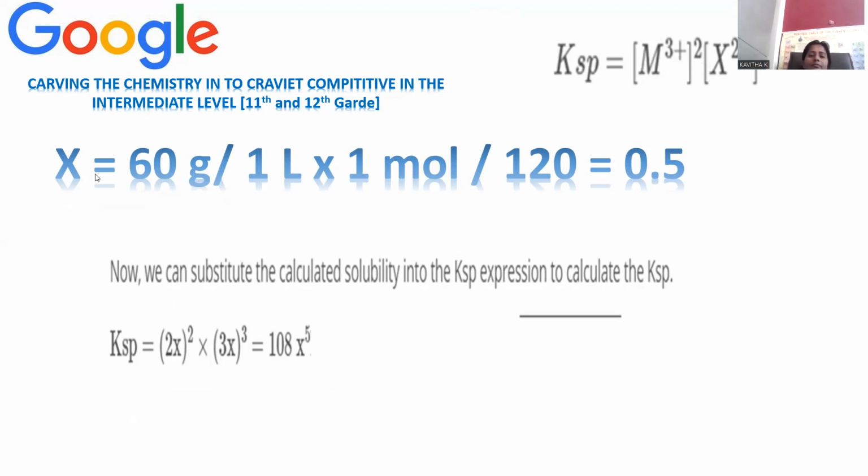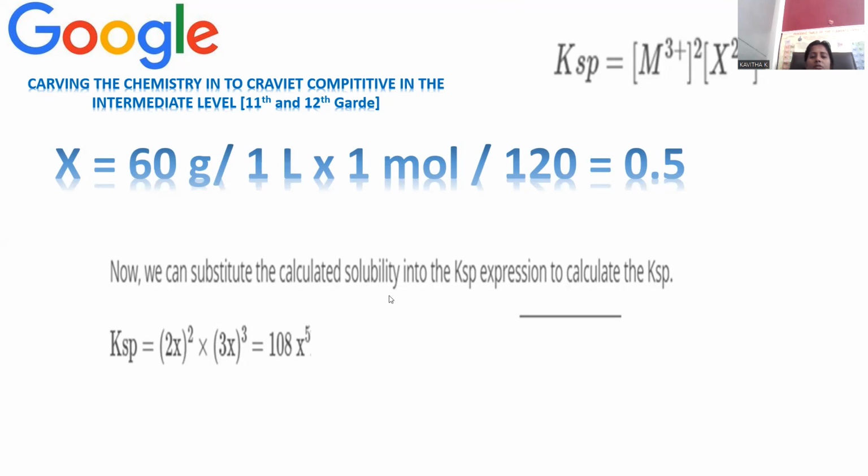X is given by 60 gram per 1 liter. X is calculated as 60 gram per 1 liter into 1 mole by 120. This is the way we can go for the calculation. 60 is the solubility of the individual salt, no? That 60 gram per liter, they said. So 60 by 1 liter into 1 mole by 120, where 120 is the formula weight of the M2X3 salt. After calculating 60 by 120, it becomes 0.5. The X value we calculated is 0.5.